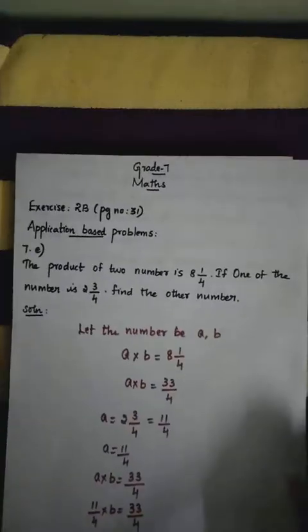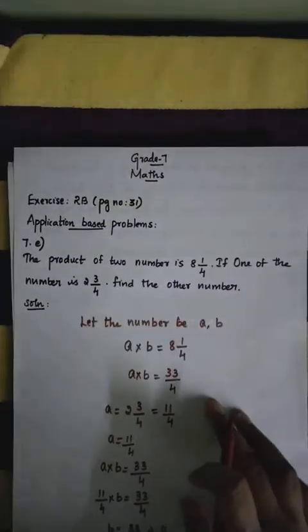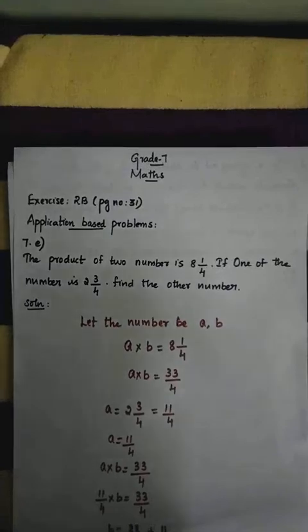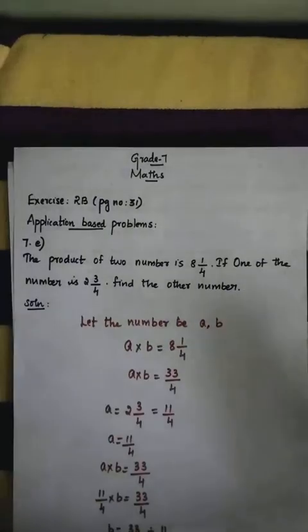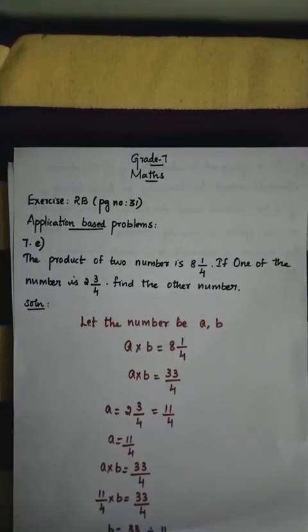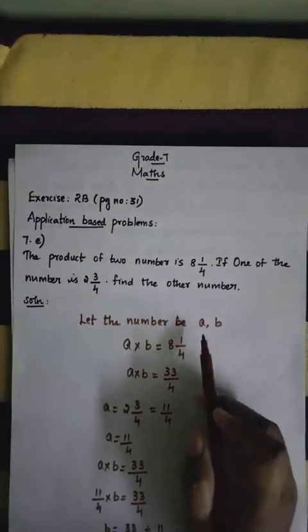Clear? So what is given in the question? The product of two numbers is 8 1 by 4. So take any two numbers. We don't know what the two numbers are, so take the variables a comma b.